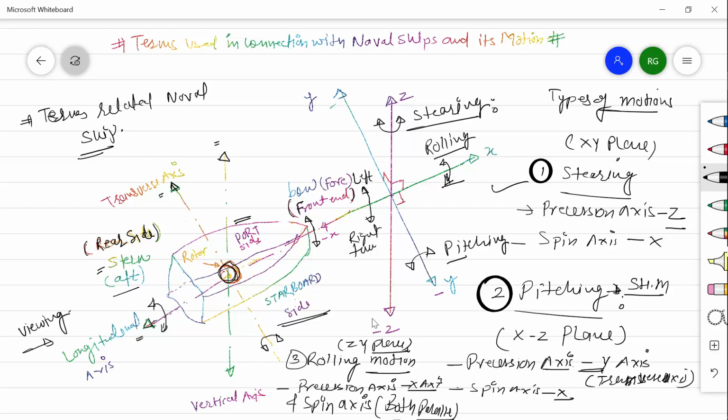The rear end of the ship is known as stern or aft, and the front end is known as fore or bow end. When we are viewing from the stern end or aft, the right side is known as starboard and the left side is known as port. This is the longitudinal axis, this is the vertical axis, this is the transverse axis, and this is the rotor. Now the gyroscopic effect in this case will depend on the direction of rotation of the rotor and the type of motion happening in the case of naval ships.